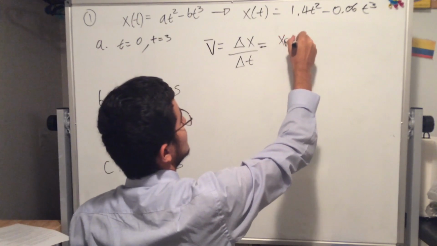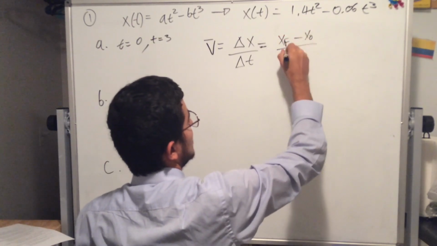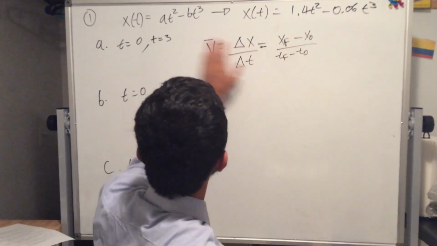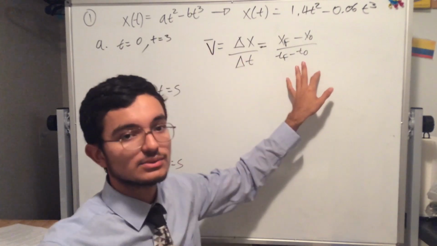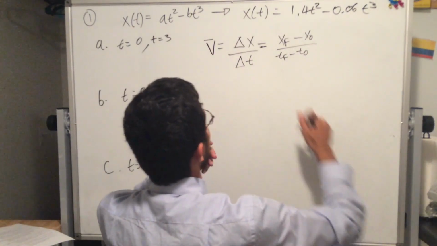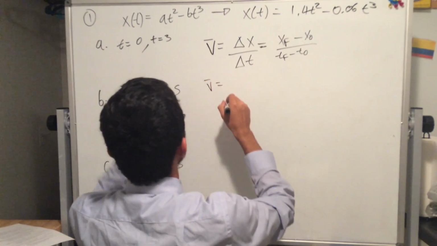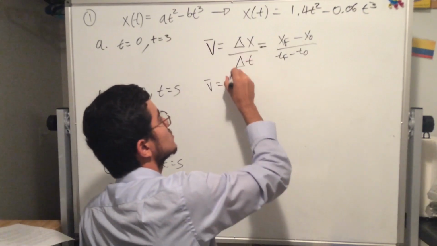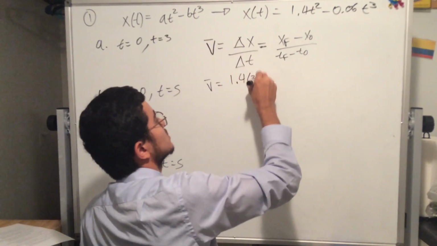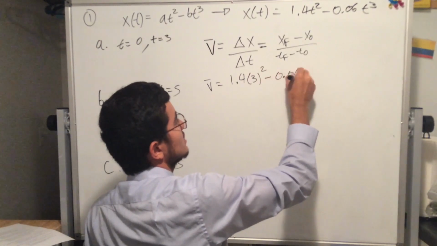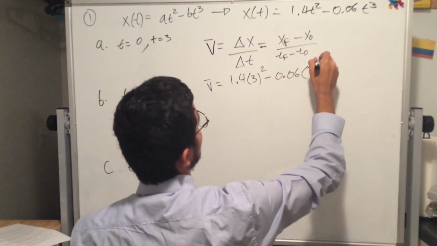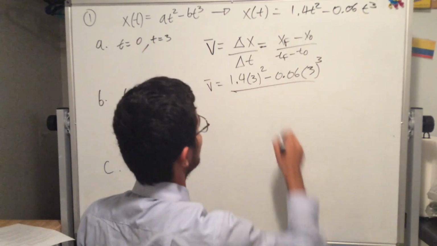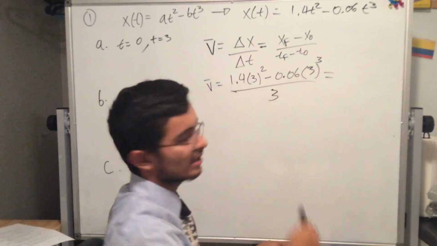We're going to do x final minus x0 divided by t final minus t0, and we know that t final is when t equals 3 seconds, and t0 is t equals 0, right? So the average velocity for part A is going to be, okay, the position function evaluated at the final time, so 1.4 times 3 squared minus 0.06 times 3 to the power of 3, and all of that divided by the change in time, so 3 minus 0 is 3, and we can go ahead and plug that into the calculator.